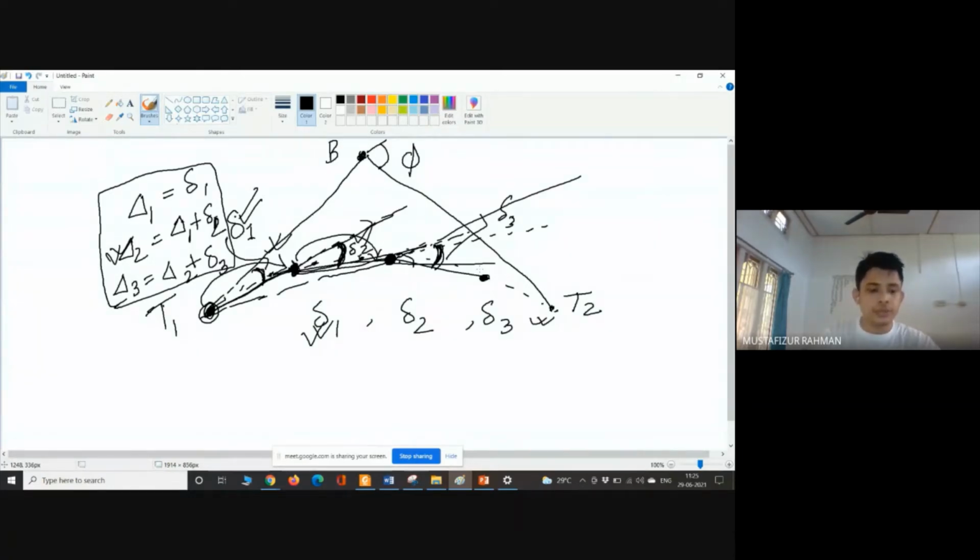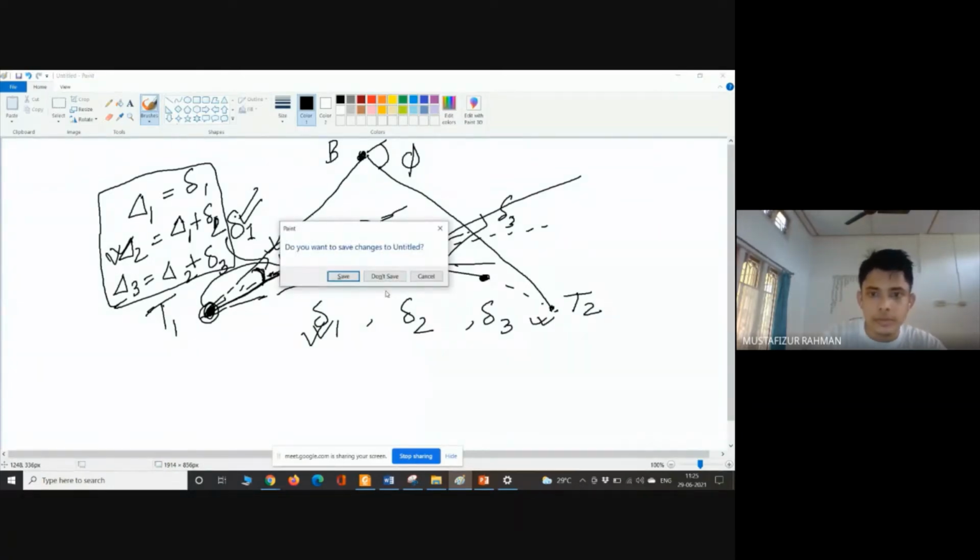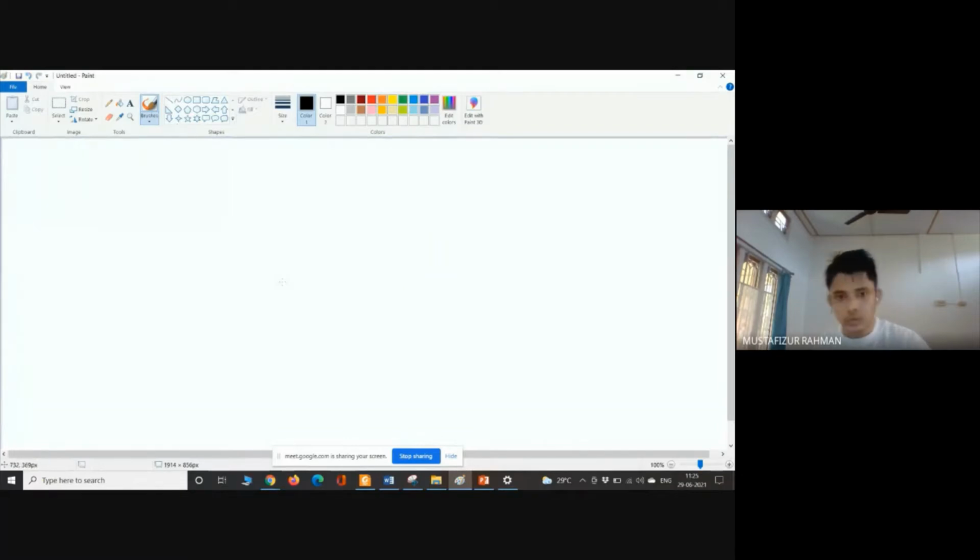So what we can do, we can do it this way. We have this T1 point here. We have this intersection point here. And we have the T2 point here.